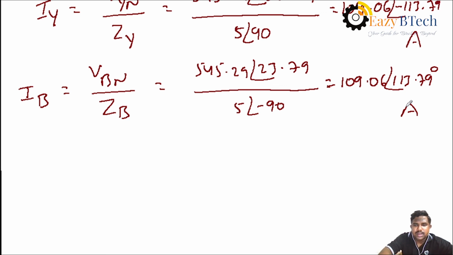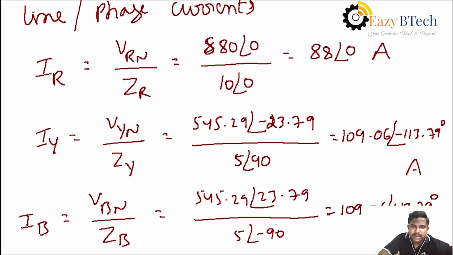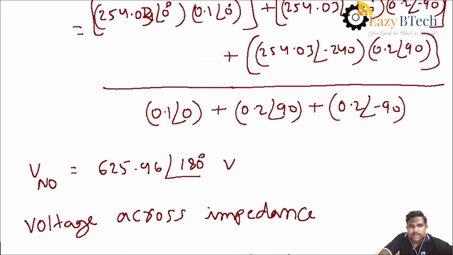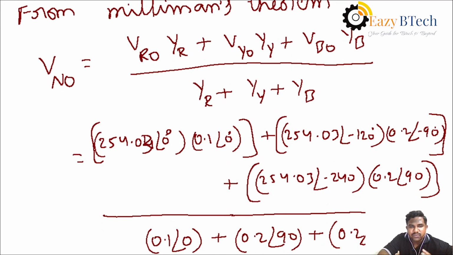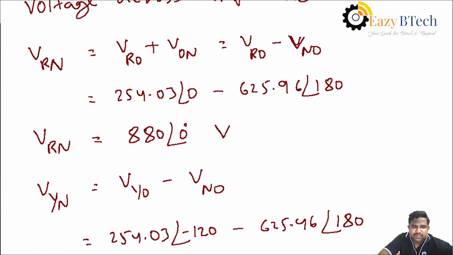Okay. In this way, by using Millman's theorem analysis, you may find out the line currents or phase currents. The main formula according to Millman's theorem is that you have to find out the voltage difference between the two star connected node points, V and O, by using the formula here. After that, you have to find out the voltage across each impedance. Then after that, you have to find out the phase currents or line currents. So this is the application of Millman's theorem to solve the unbalanced star connected load.